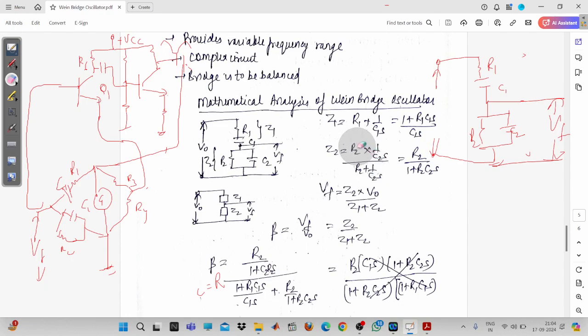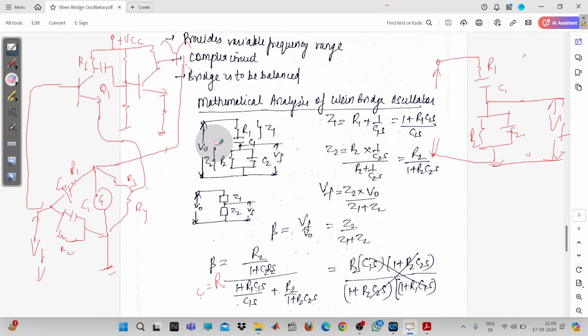Fine. Now similarly, Z2 will be equal to what? That is a parallel combination. So R2 into 1 by C2 s upon R2 plus 1 by C2 s. Now each and everything is in impedance form. Now I think you take the LCM. So after taking the LCM, this one will be R2 upon R2 C2 s plus 1. Fine. So now what is the VF value? VF means Z2 only, so Z2 into V0.